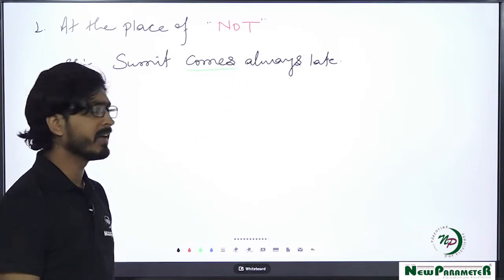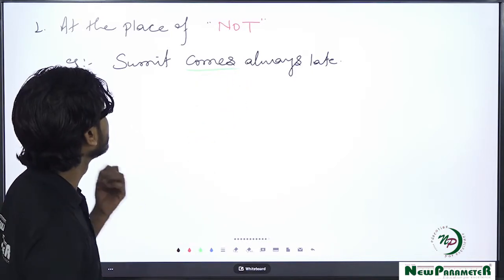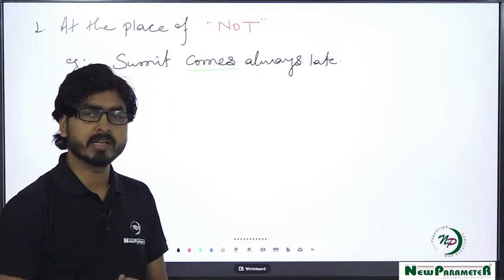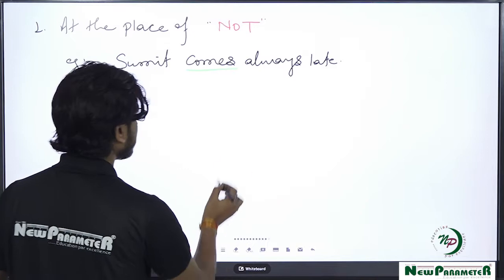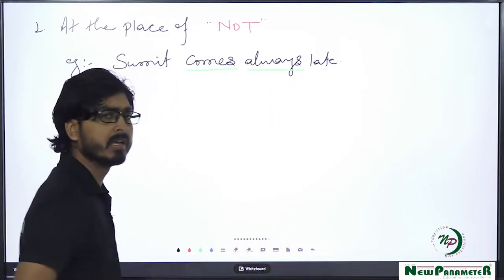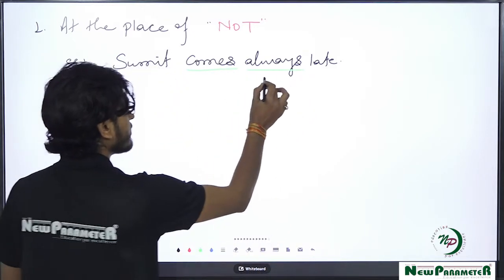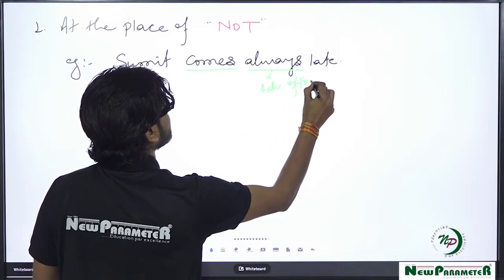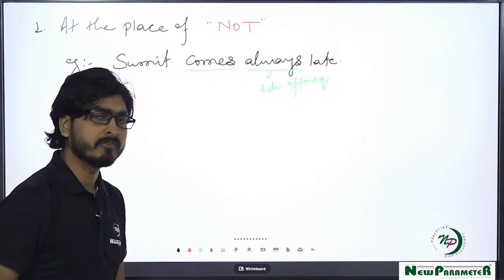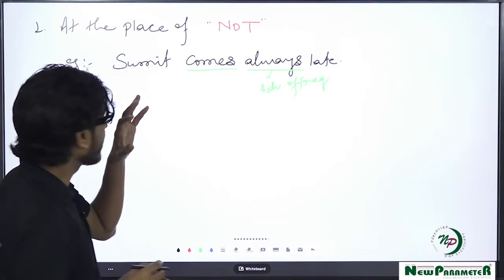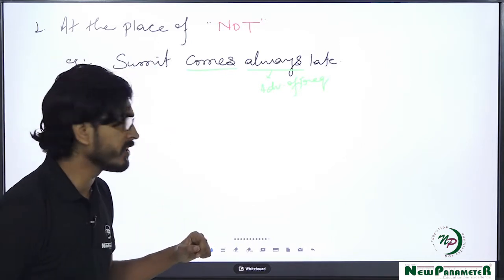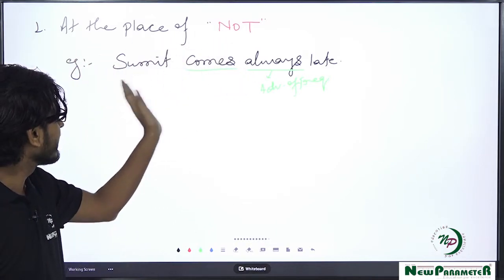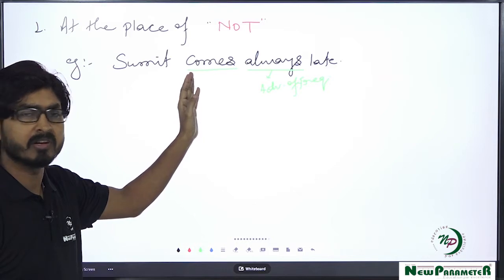And I'm just asking a question. How many times does Sumit come late? I'm just getting an answer, that is always. So I can say always is an adverb of frequency. The actual position of an adverb of frequency is at the place of not. But we are not seeing here any not, or any negative word.